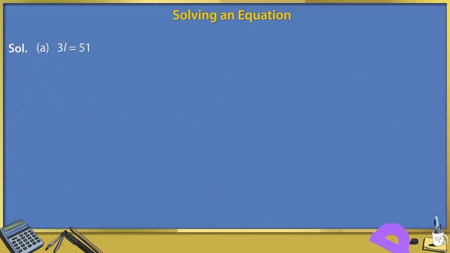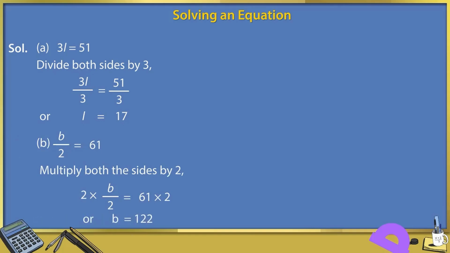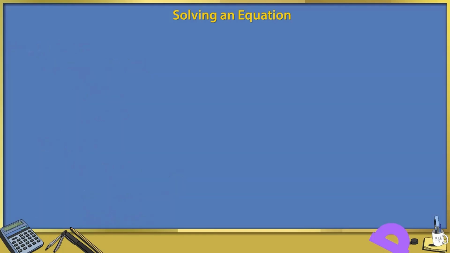Solution. A. 3l = 51. Divide both sides by 3. 3l/3 = 51/3, or l = 17. B. b/2 = 61. Multiply both sides by 2. 2 × b/2 = 61 × 2, or b = 122.